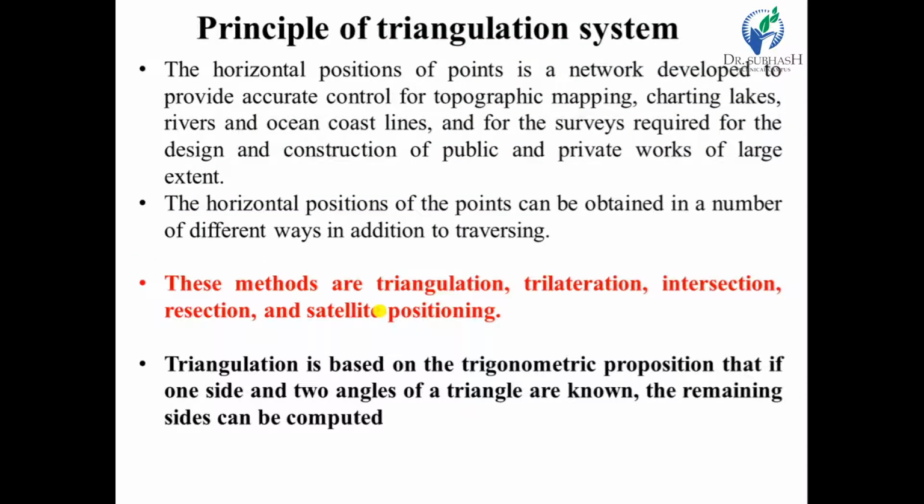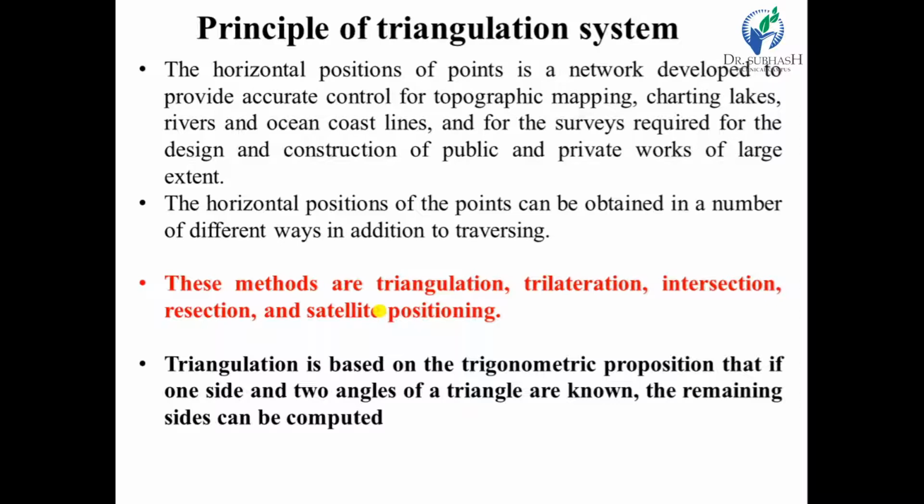Now, we are moving to the principle of the triangulation system. We know that triangulation is a main principle of surveying. The horizontal positions of points can be obtained in a number of different ways in addition to traversing. These methods are triangulation, trilateration, intersection, resection, and satellite positioning.